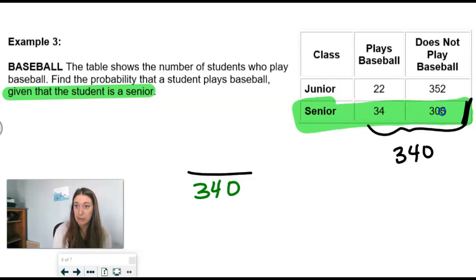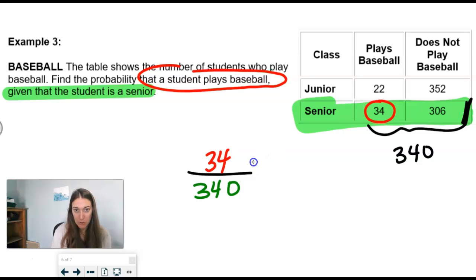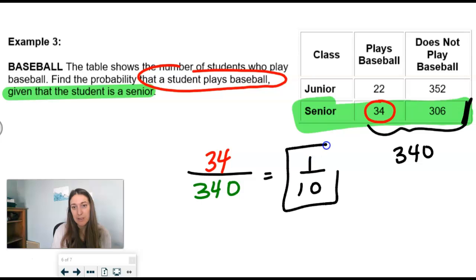Oh, I guess it's your whole senior class, huh? And then the probability that a student plays baseball within the senior class is these 34 baseball players, which reduces to 1/10. So pretty small percentage, but that makes sense.